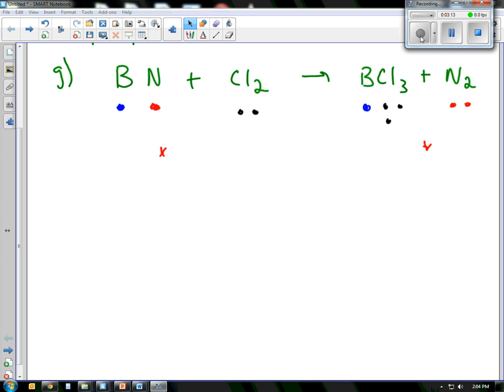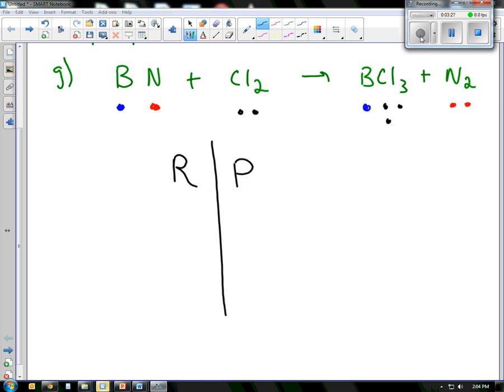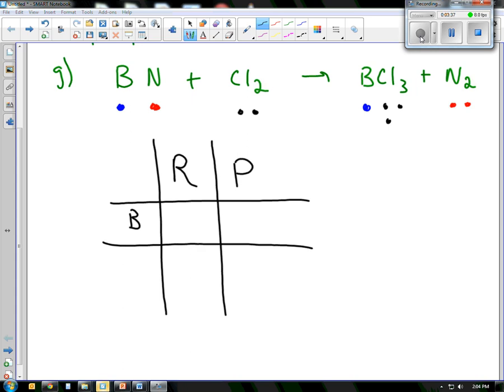So probably the easiest way to take a look at how to balance this is to make yourself a chart, and your chart would go something like this. You would compare your reactants to your products. So we'll put an R and a P for that. And on this side, you're going to list the different elements that are present. So we have boron present, we have nitrogen present, and we have chlorine present.